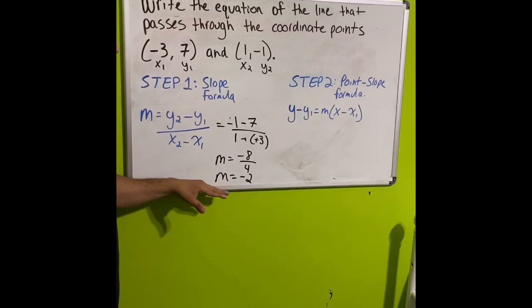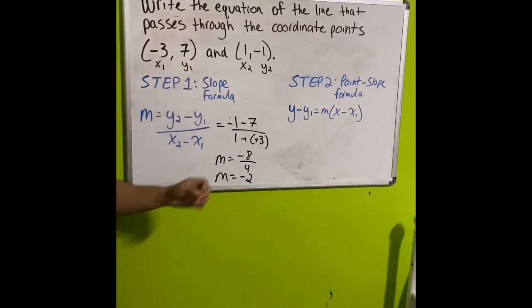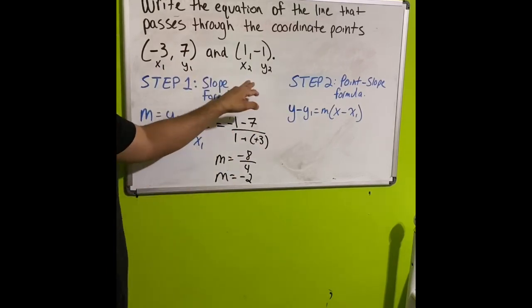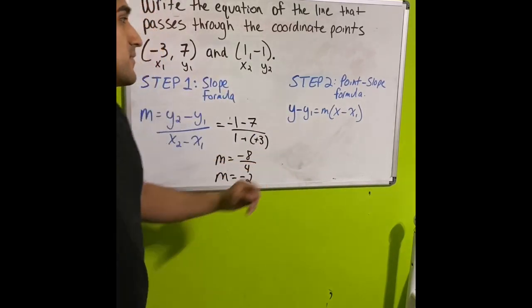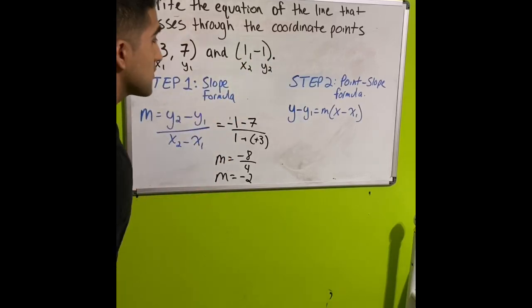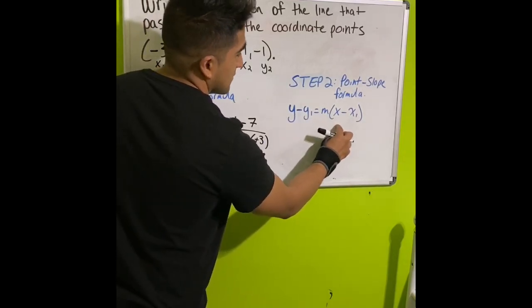I have my slope, and I have a coordinate point. I can choose either or. I'm going to pick the second coordinate point, 1, -1, because when I do my substitutions into the point slope formula, they're nice easy numbers, so it'll be less work. So y minus y1 equals m times the quantity x minus x1.